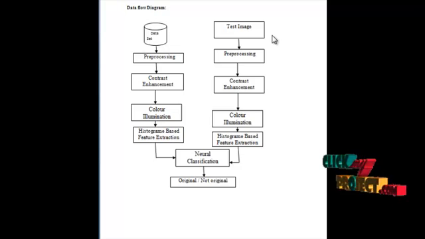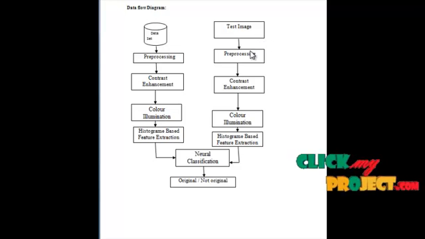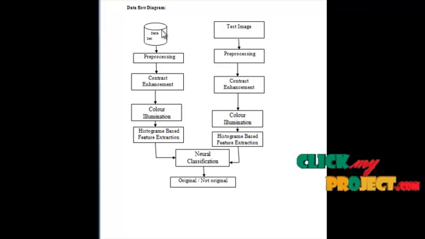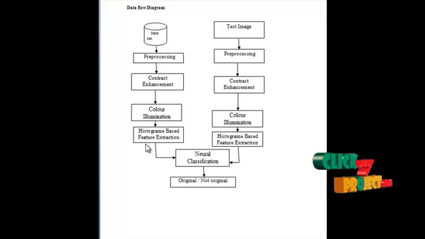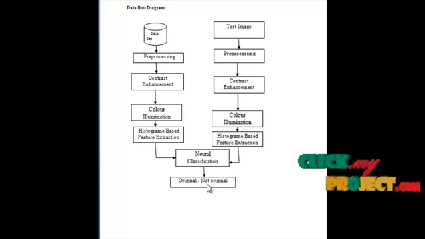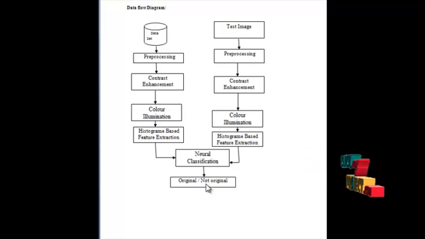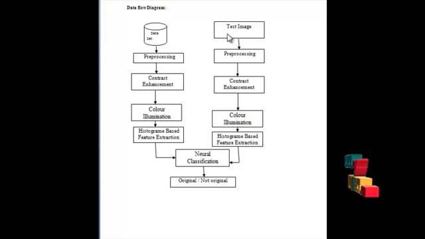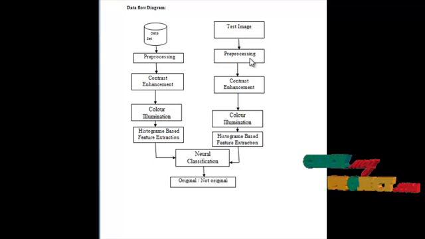It consists of the testing image, pre-processing, contrast enhancement, color illumination, histogram based feature extraction, and the data set side, where all the steps are similar. Classification is then performed by a neural classifier. The output checks whether the color printing image is original or not original. First, in the data set we have several images. We first select the input image, and the output is given into the pre-processing technique.